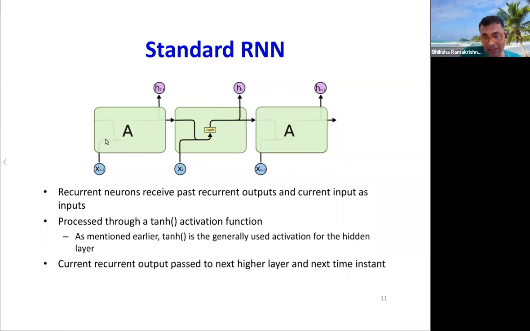In a standard recurrent neural network, at each time, the cell computes an affine function of the input into the cell at that time and the previous hidden state value, and passes this affine function through an activation, typically a tanh, to compute the new hidden state. And this new hidden state is both passed on to the next time instant at the same layer of the network, but it's also passed upwards to the next layer of the network at the same time instant.